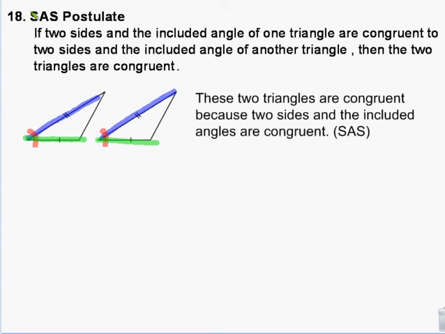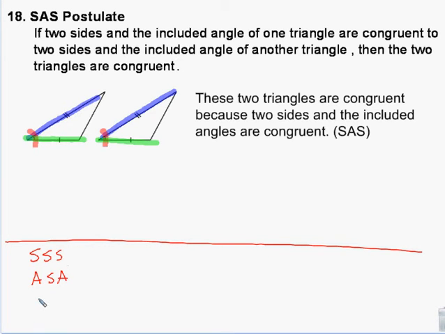And the postulate names tell us the order they have to be in. So right now, just to recap, we have side, side, side, angle, side, angle, and side, angle, side. We do not, nor will we ever have, angle, side, side.